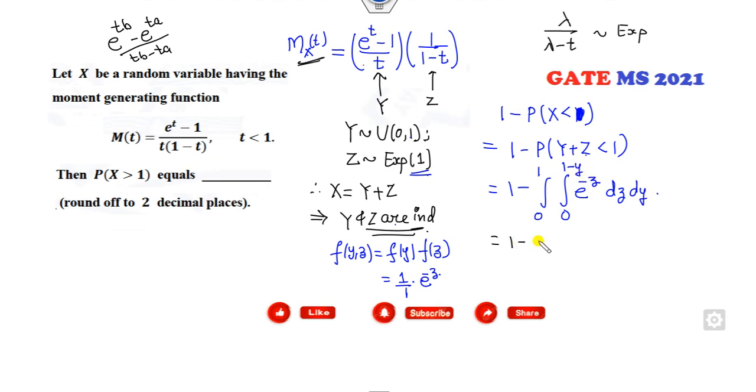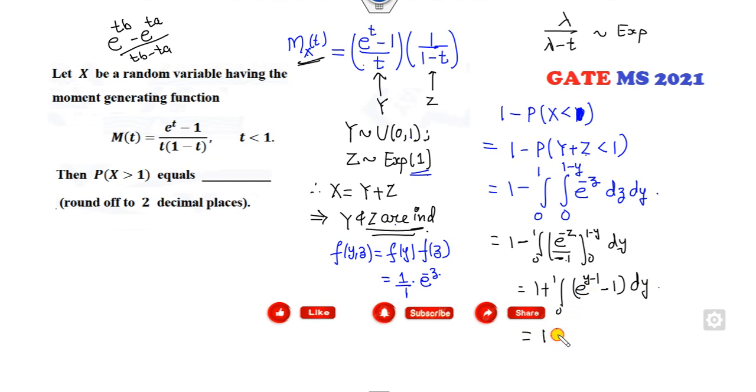Now that's over, now you can solve it. e raised to power minus z over minus 1 from 0 to 1 minus y. So what is that? I can substitute here, it is minus e raised to power y minus 1, minus 1. So can you integrate them? Now I think it's very simple.